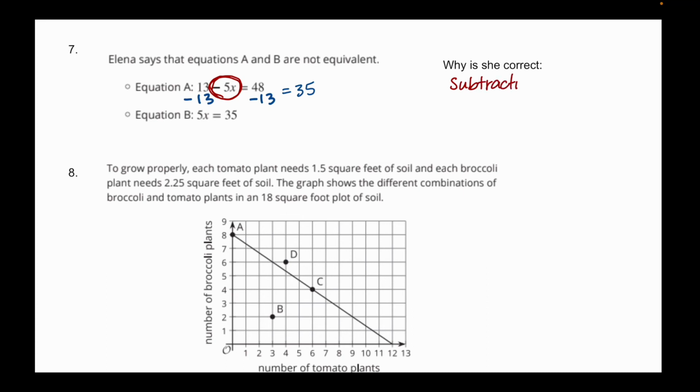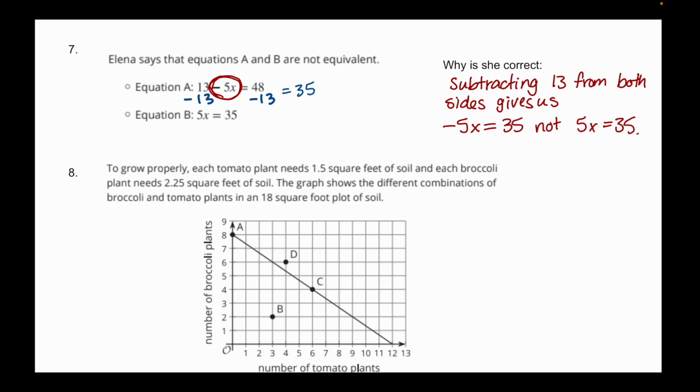So she is correct because subtracting 13 from both sides gives us negative 5x equals 35, not a positive 5x equals 35. Basically forgot to keep the negative with her coefficient of her variable. And that's it for question 7.